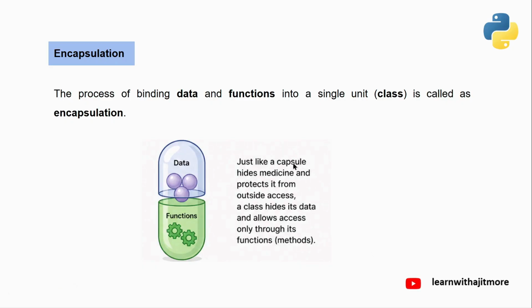Abstraction. Just like a capsule hides medicine and protects it from outside access, in the same way in programming, this class is hiding the data and the functions. The data is processed only within that function, and the outside world is just calling the function and taking the benefit. They do not know what logic is implemented inside it.